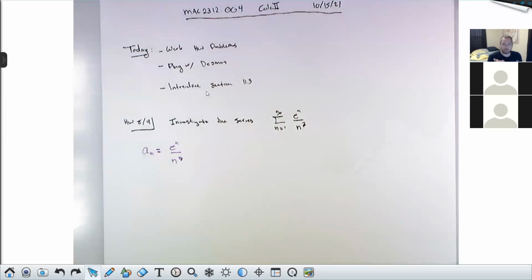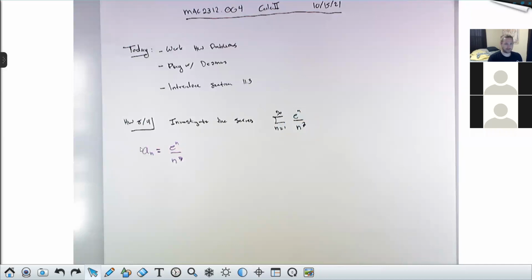We only have a few tools at this point, right? If the series is geometric, we know what to do. We use our theorem on geometric series. If we think the series might telescope, then we can try writing out the partial sums. But there's no partial fractions to do here. This isn't a rational function. And there's no obvious cancellation term to term. E to the n is always positive. N to the 7 is going to be positive for any positive values of n, and we're running from 1 to infinity.